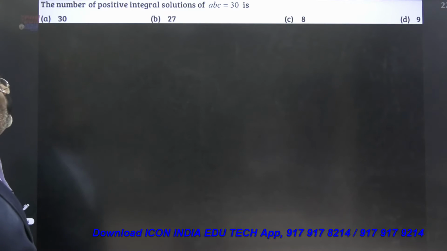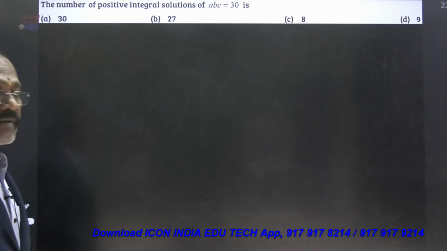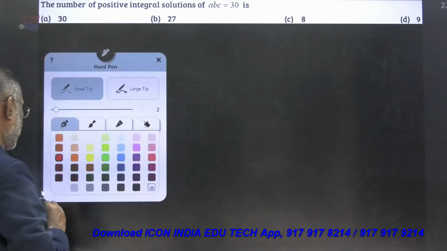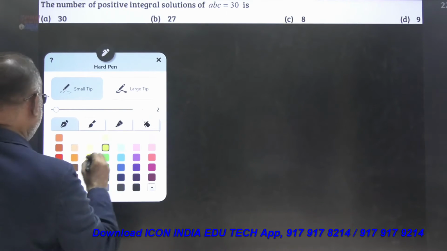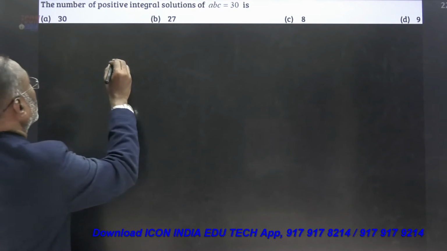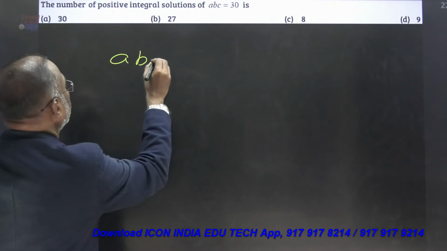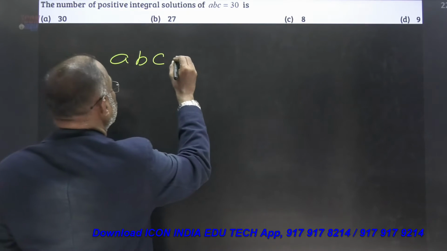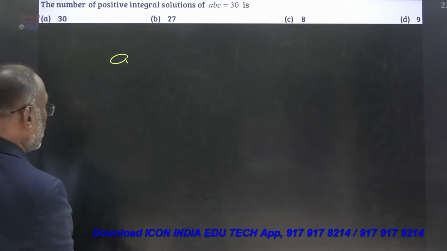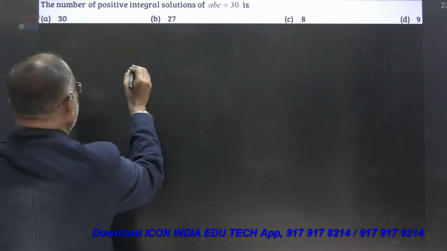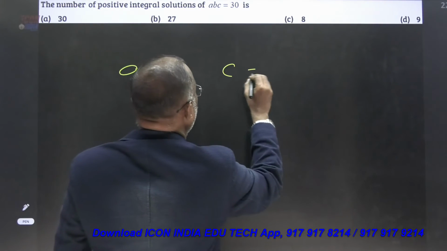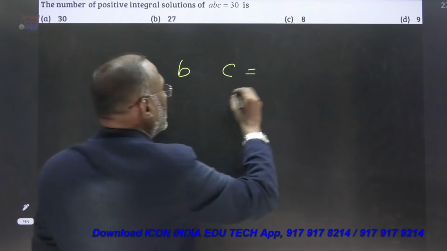The number of positive integral solutions of ABC is equal to 30. If you take ABC equal to 30, let me take more space there, because you will understand it in a better way. A, B, C is given to be 30.